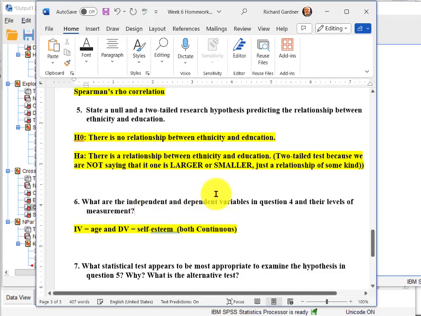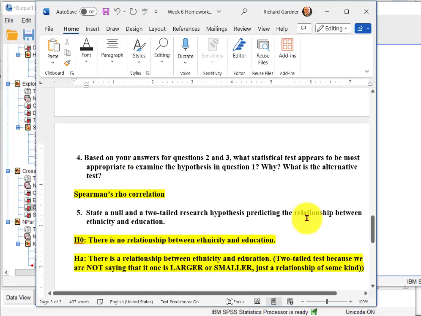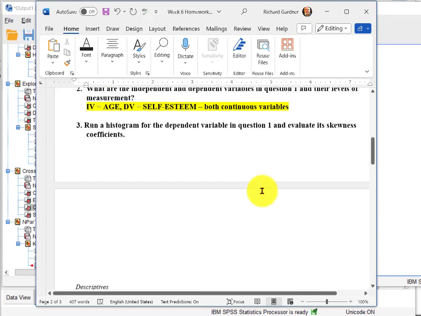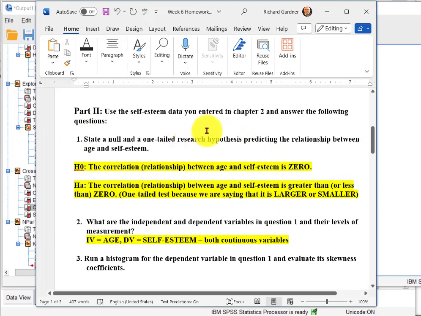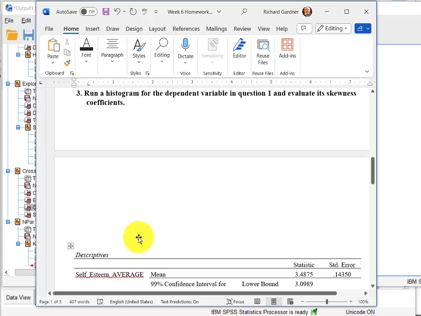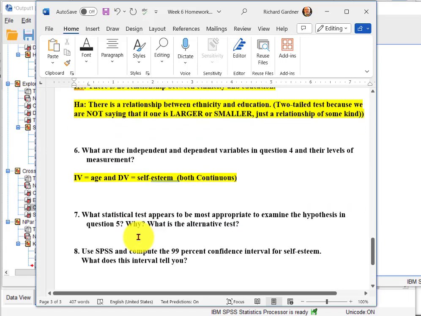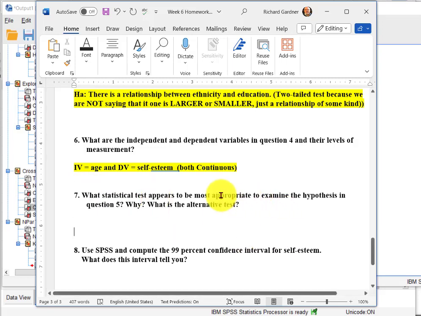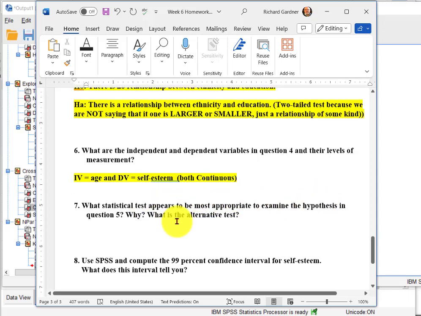All right, what are the independent and dependent variables in question 4, based on your answers for questions 2 and 3? What statistical test appears to be the most appropriate for the example in question 1? Oh, my God. So again, question 1, okay, that's okay. I'm giving up on this one. I'm pretty sure this is right, but who cares? This is ridiculous. This is just going into the twilight zone of education.